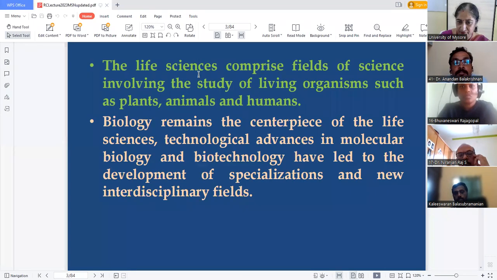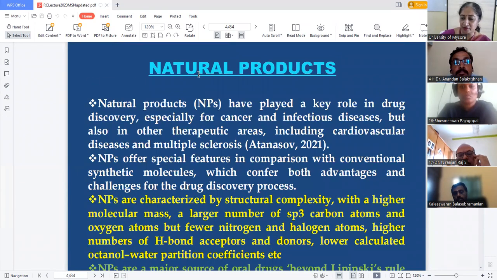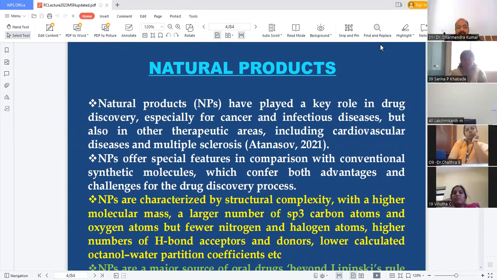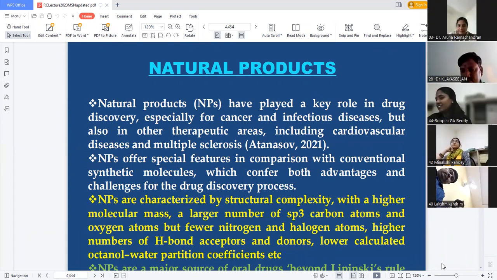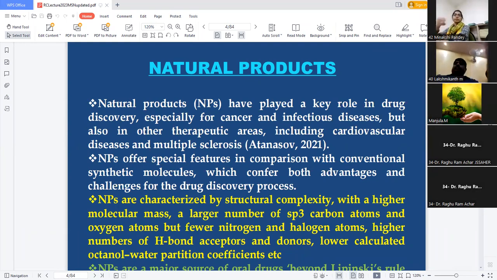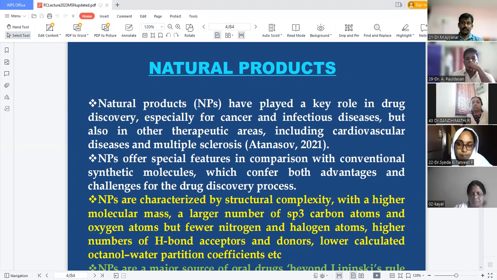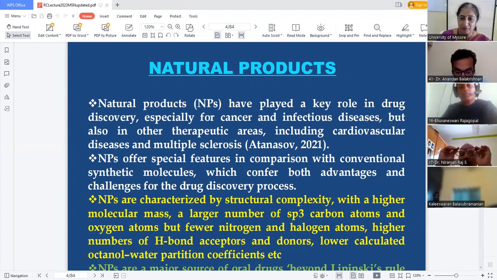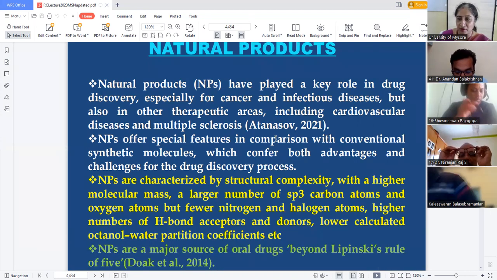which are interrelated to us. Okay. So we have a definition of natural products, which are abbreviated as NPs. They have played a very crucial role in drug discovery programs, whether it is cancer, ulcer, infectious microbial diseases or protozoan diseases, and also in therapeutic areas of cardiovascular diseases as well as multiple sclerosis. Okay, so NPs offer an alternative to conventional synthetic molecules, which are challenging for the drug discovery process.